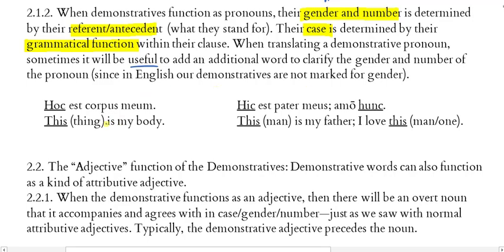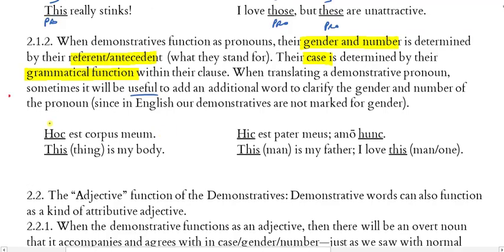So, I have hoc est corpus meum. This is a famous expression in Christian theology. So notice that hoc here is a particular demonstrative word choice. What can we say about its parsing? It is nominative, it is neuter, and it's singular, right? And it is functioning as a pronoun. Why is it neuter singular? The reason is because, remember, gender and number are determined by the referent or the antecedent. Corpus is neuter singular, right? And that's what this refers to.